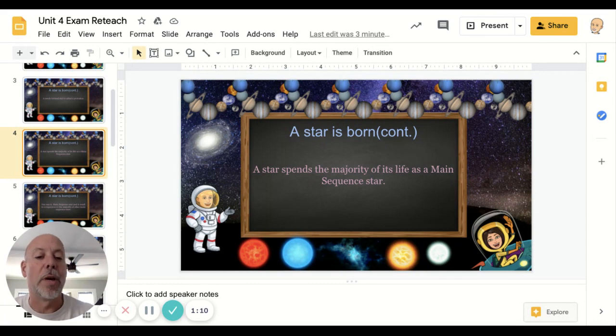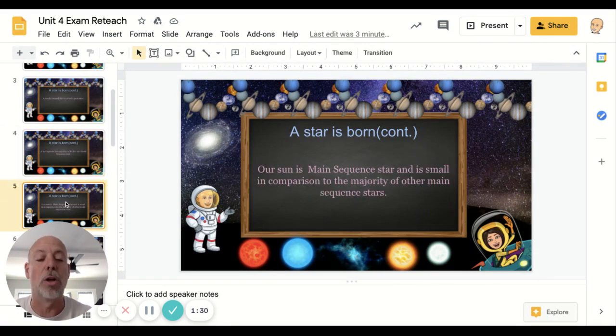A star spends the majority of its life as a main sequence star. When you're looking at the HR diagram, you'll see the band of stars that go back on an angle like this. Those are your main sequence stars. Most stars in our night sky are main sequence stars. Our sun is a main sequence star, and it is small in comparison to the majority of other main sequence stars. Most other main sequence stars are up to 5 times larger than our sun.